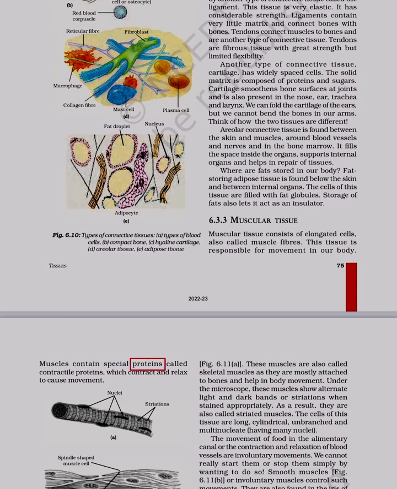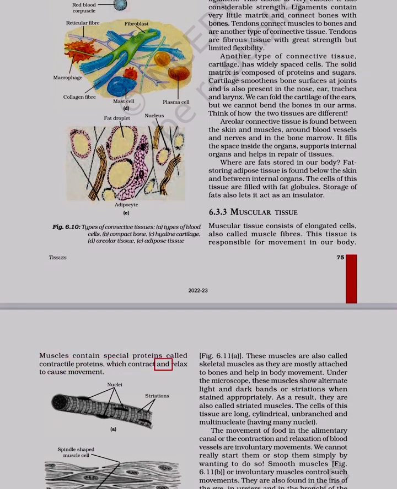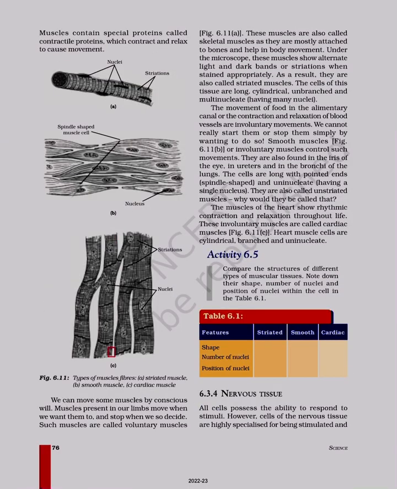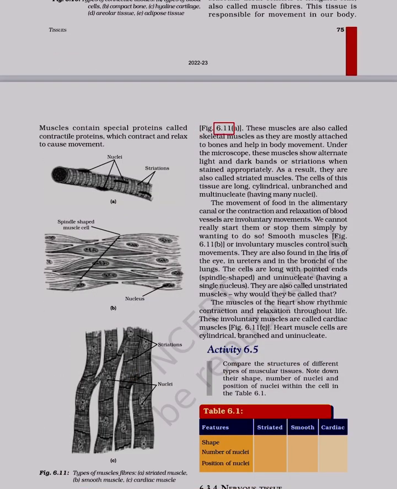Muscles contain special proteins called contractile proteins, which contract and relax to cause movement. These muscles are also called skeletal muscles as they are mostly attached to bones and help in body movement. Under the microscope, these muscles show alternate light and dark bands or striations when stained appropriately.